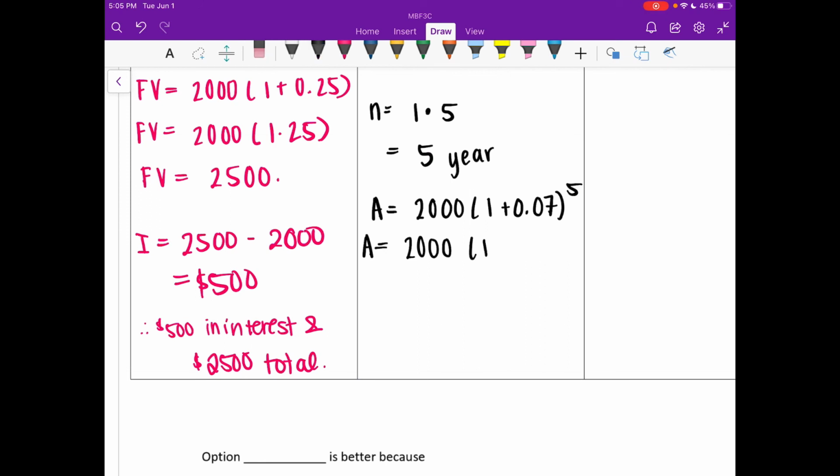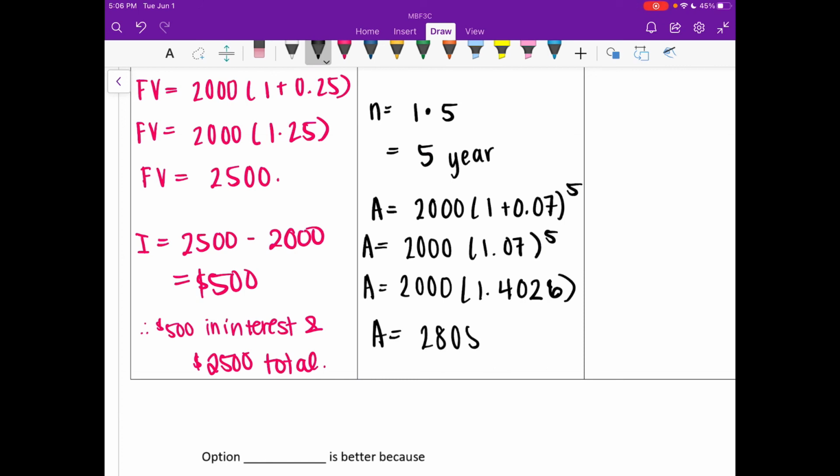Sorry, that's 1.07 to the power of 5, right? So 1.07 to the power of 5 is equal to 1.4026, times 2,000. A is equal to 2,805.10. And that's my answer.